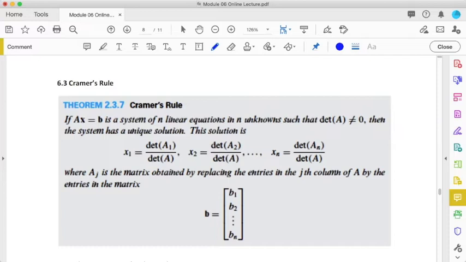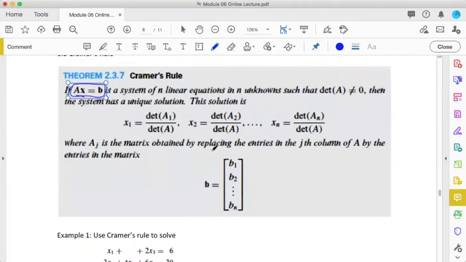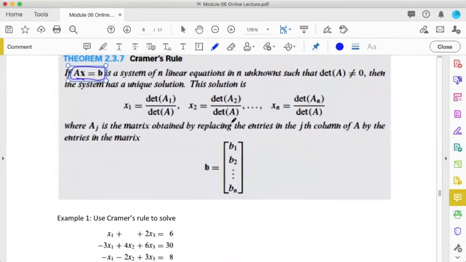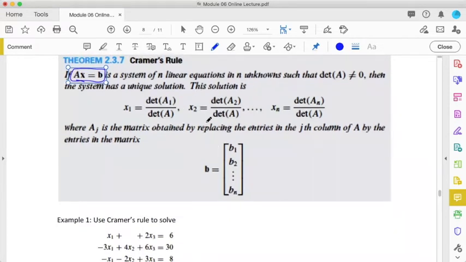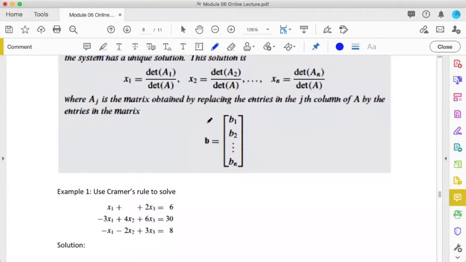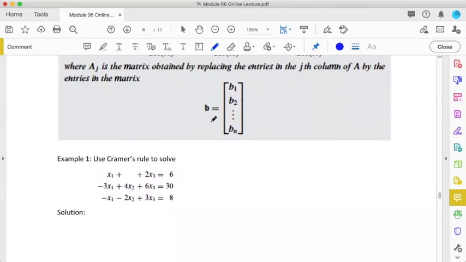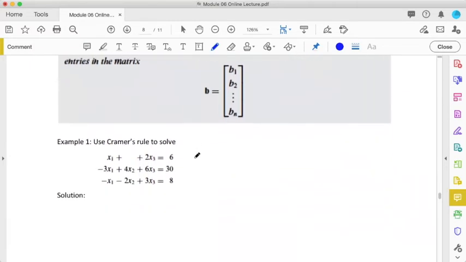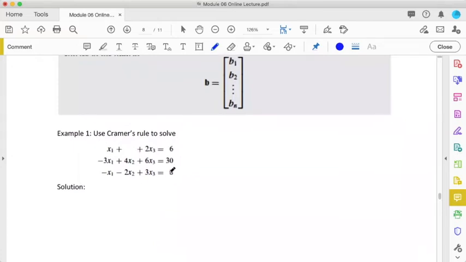Okay, so what is Cramer's rule? It's another method that we can use to solve a system of linear equations. Consider we have AX equal to B. This is a system of linear equations where A consists of a matrix, X consists of a matrix, and B consists of a matrix. This matrix actually comes from more than one linear equation. You can read these theorems, but we'll jump straight to the examples.